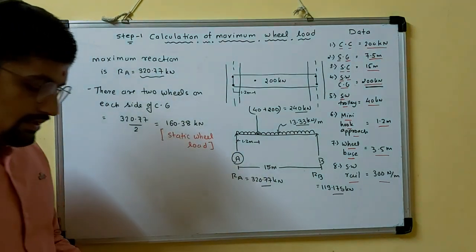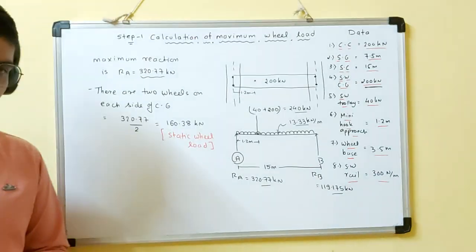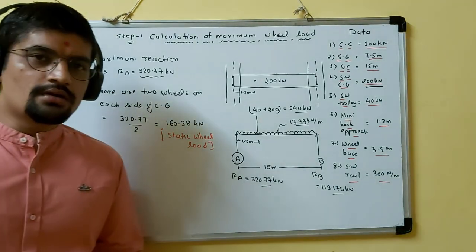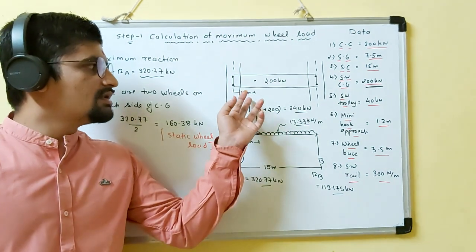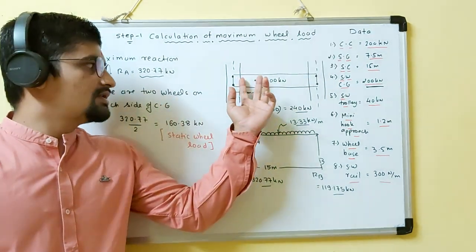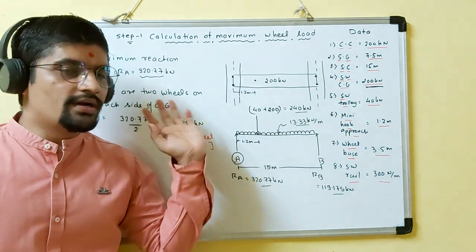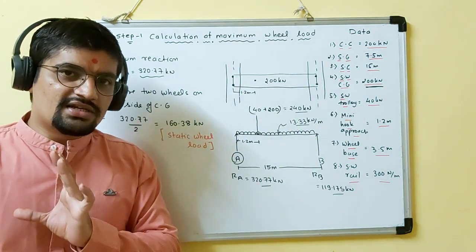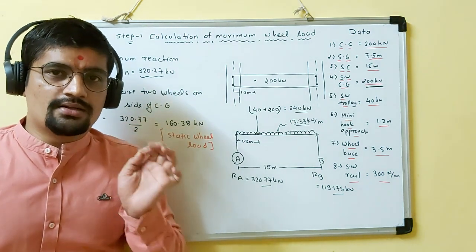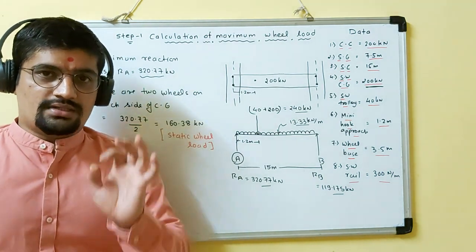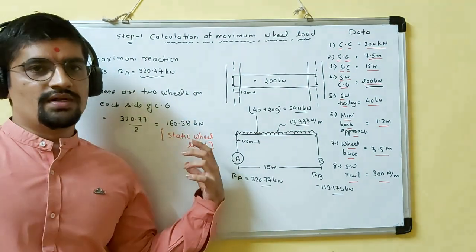Means the crane is not in working condition yet. The trolley is also not moving and the crane is also not moving. Both are in static condition. The trolley is fixed at this point right now and the crane is fixed at this point right now. So both are in static condition, but the load of 200 kN is being lifted by the hook. At that time the static load that occurs on the wheel is this static wheel load.